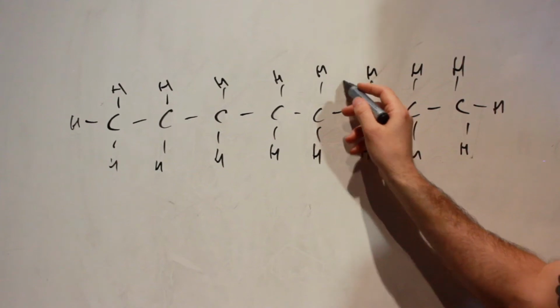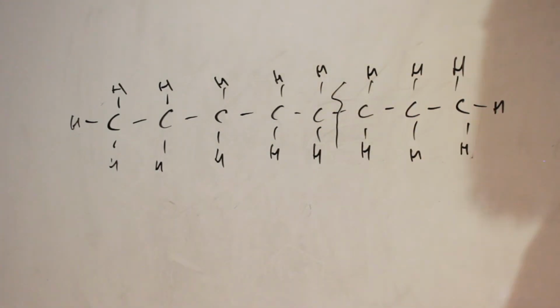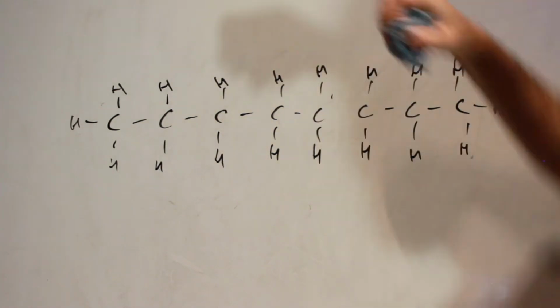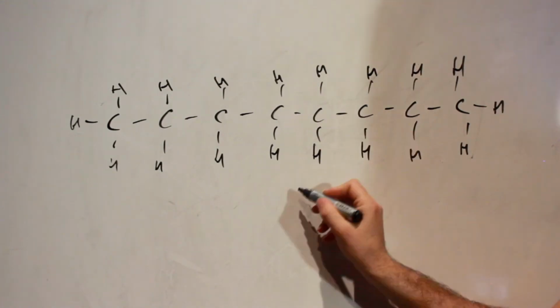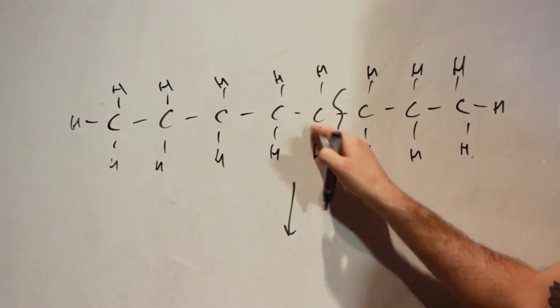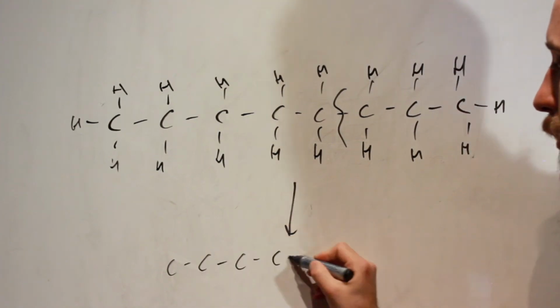Let's just say it's going to crack there and we're going to form a lower chain alkane and an alkene. So the question becomes, why do we form an alkene? And it's simply because we've got to have the same number of atoms before and after. So if we crack it there, we would form, let's say, a 1, 2, 3, 4, 5, a pentane.